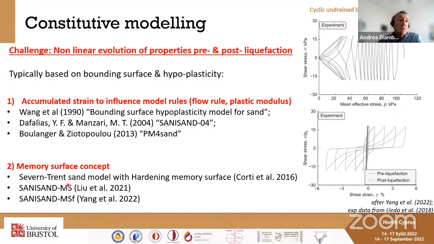And then the same concept is even taken forward by Falias and co-workers, developing another version of SANISAND called SANISAND-MSf, where M stands for memory and SF stands for semi-fluidized model. And I'll show you what the advantages of using this memory surface concept are in a second. But first of all, let's now really understand why we need this memory surface concept.